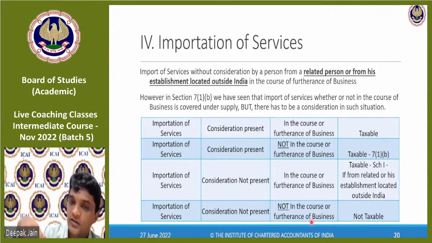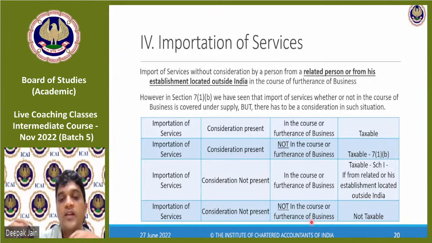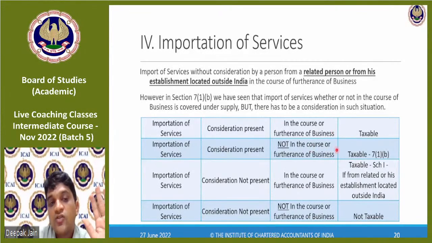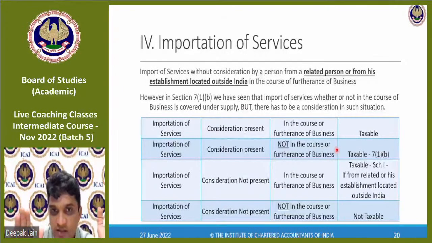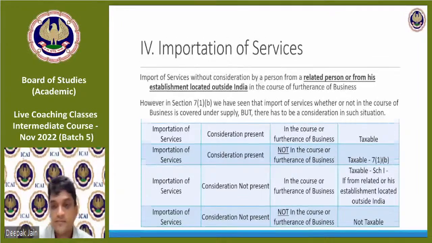I'm not in the business of getting something from him. He's sending it personally. Okay, he's providing some services personally, then not taxable. So when is it taxable? Only in basically two scenarios. First scenario, it is always taxable. Second scenario, consideration is present, not in the course of furtherance of business. 7(1)(b) says it is taxable. And in consideration not present cases, it will be taxable only when you are a related person. Clear?